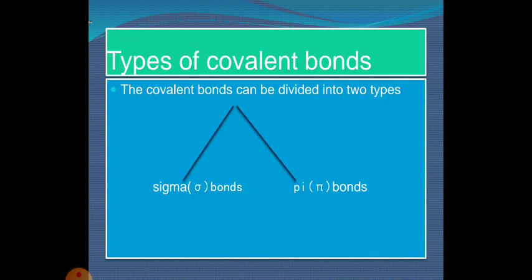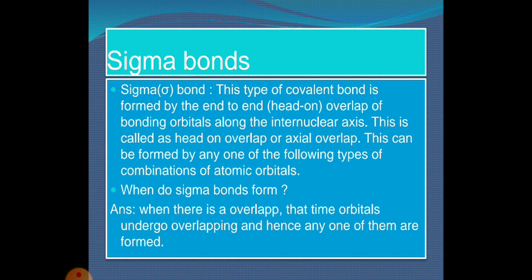Now students, we are moving towards the next point, that is types of covalent bonds. Covalent bonds can be divided into two types, sigma and pi bonds. How they are formed, and in which examples a sigma bond is formed and where a pi bond is formed, we are going to learn in our next slides. First of all, we will understand what is meant by a sigma bond.